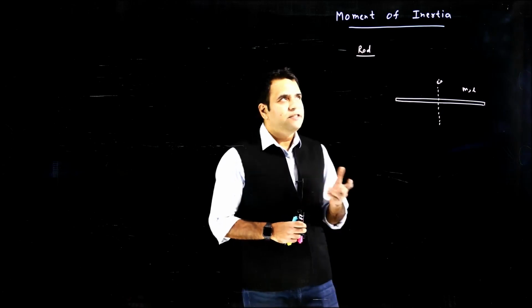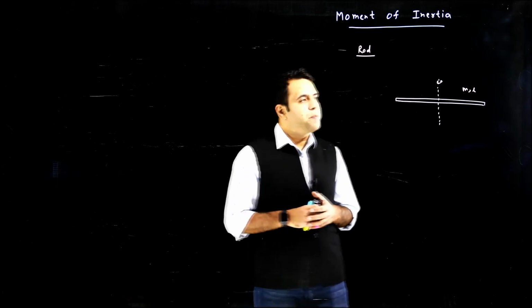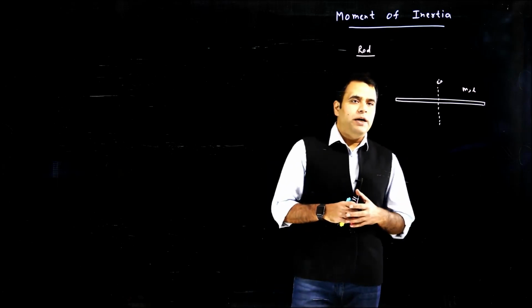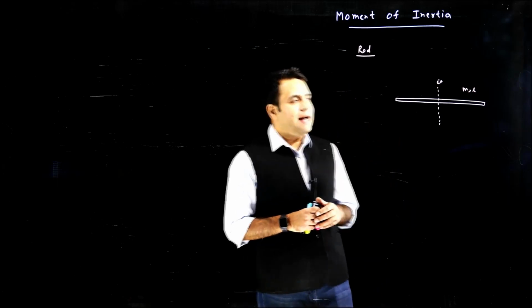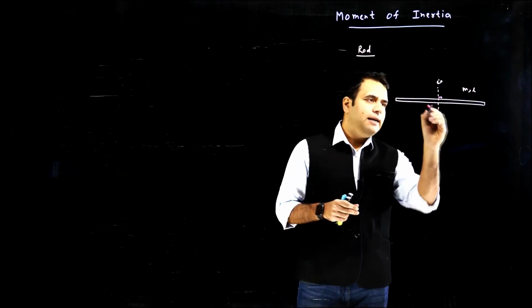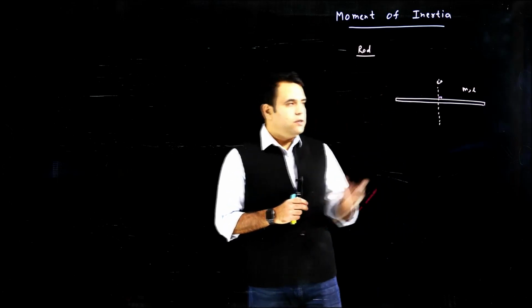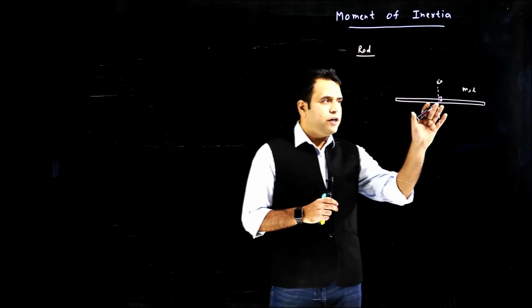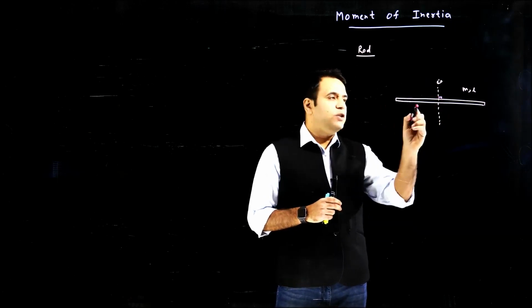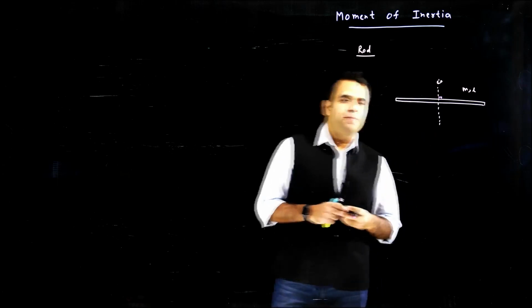Okay. And as we know, when we calculate the moment of inertia, the axis is a very big aspect. So to calculate the moment of inertia in this case, I am assuming my axis to be perpendicular to the rod, and passing through the center of mass of the rod. So we'll calculate the moment of inertia of the rod about the axis which is perpendicular to the rod and passing through the center of mass of the rod.